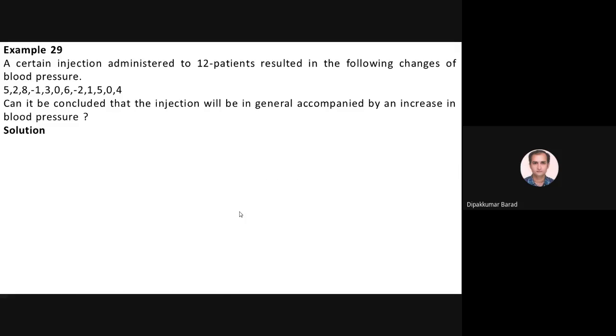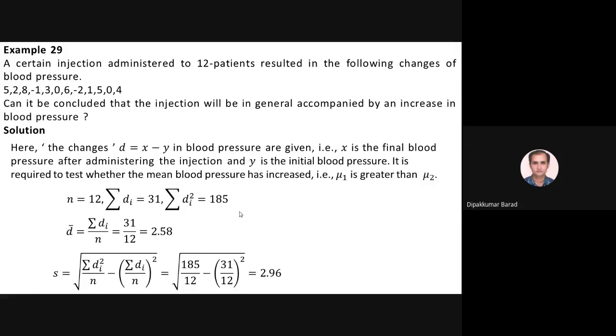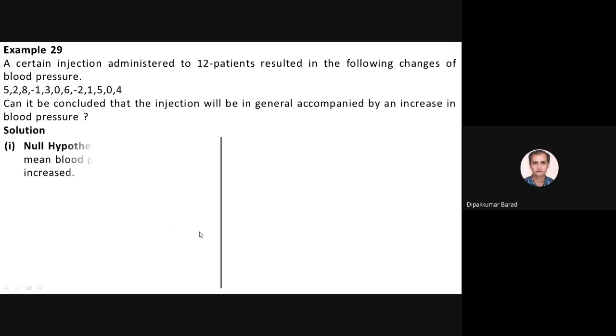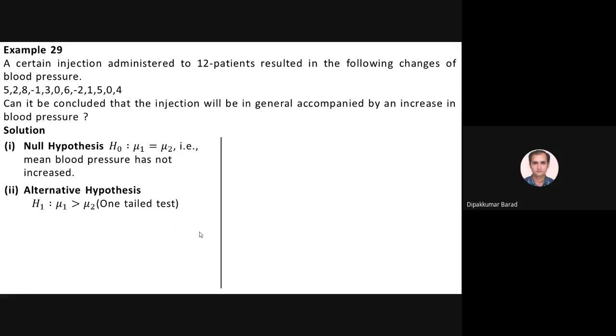Once we calculate, we require s in the formula, and for that we have been given the difference. This is the difference of blood pressure, so actually x minus y, d, is given. Once we have d, we require summation di and di square to find s. So that's why we calculate this and d bar. Now d bar we will use in the formula for calculating the test statistic.